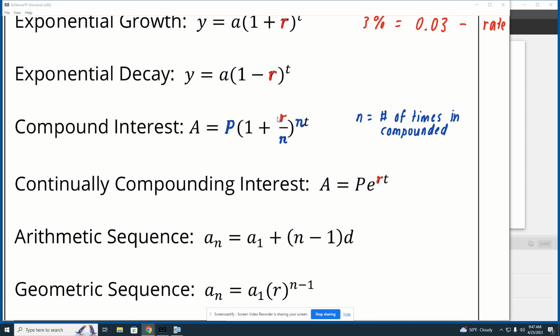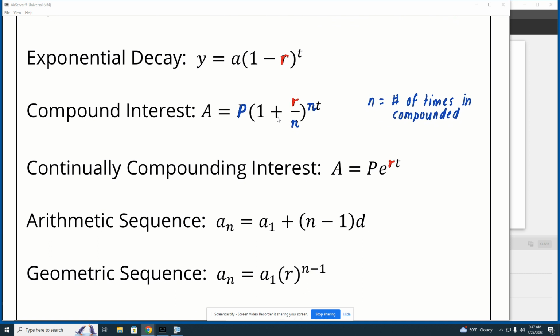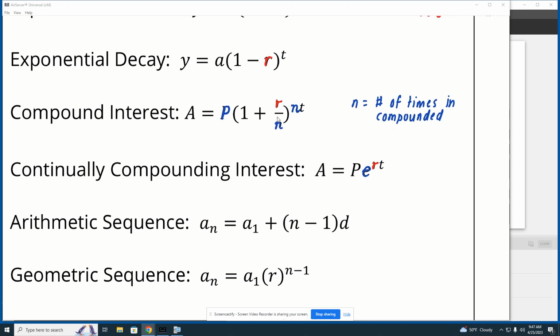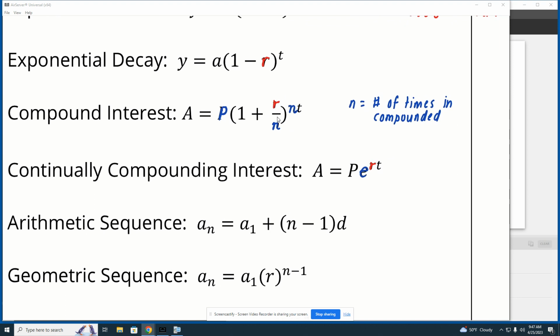T is time. Now, the next one, continually compounded interest. The key to this formula is it's got this E in it. So listen, I promise you, they will never give you a continually compounded interest formula on the non-calculator portion. So remember, this will be on the calculator portion. Where do you find E? Look at your calculator, guys. Where do you find E?